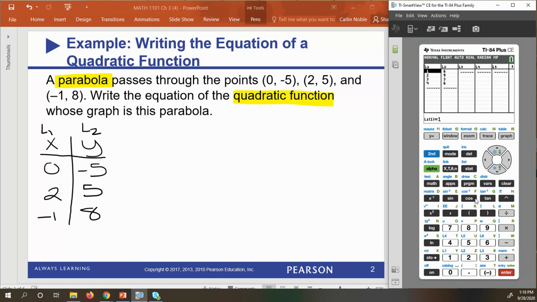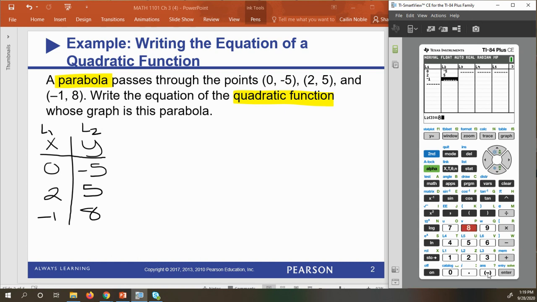So I said stat, edit, and I went into my list. I noticed I have some things in there, so I'm just going to go up, highlight the name, and clear, enter. Again, I'm going to go up, highlight the name, clear, and enter. Don't hit the DEL button because that will actually delete your list and it will create more work for you later on. Okay. I'm going to type in my numbers as we see them there.